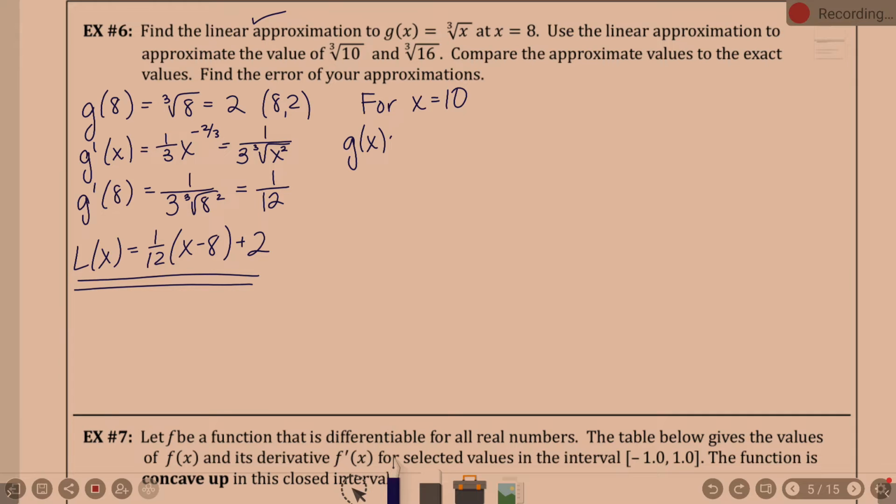Well, nope. G of 10 is approximately equal to L of 10, which is 1/12 times 10 minus 8 plus 2. So g of 10 is approximately L of 10. 10 minus 8 is 2. 2 times 1/12 is 2/12, 1/6. My brain says 2 and 1/6.